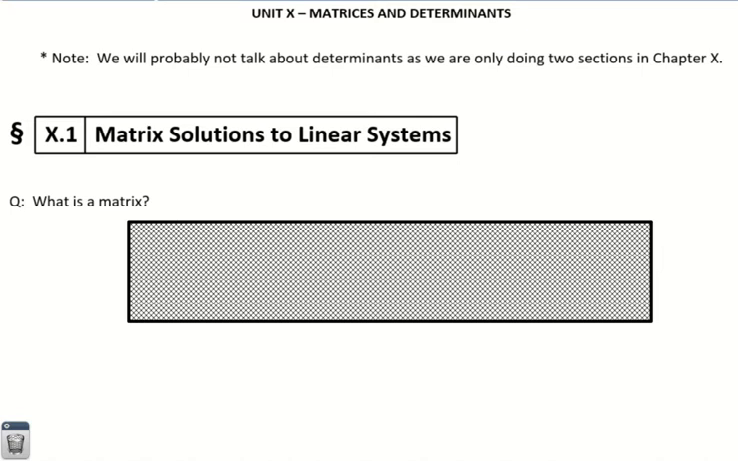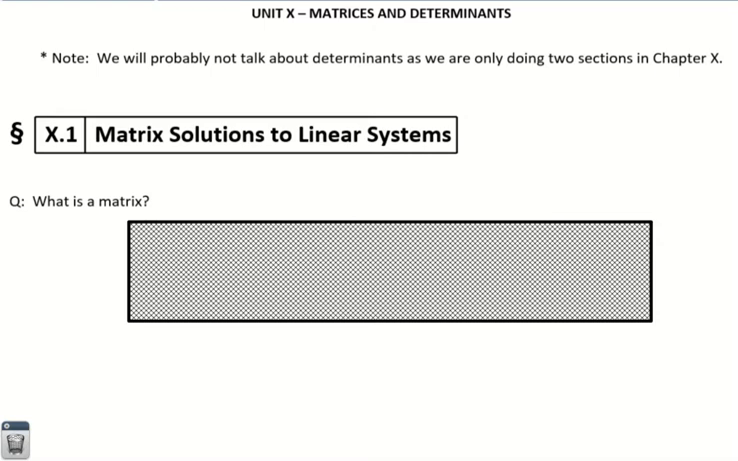This is the unit on matrices, the little mini unit we're going to do on matrices, calling it Unit X. And the first section, X.1, is matrix solutions to linear systems.